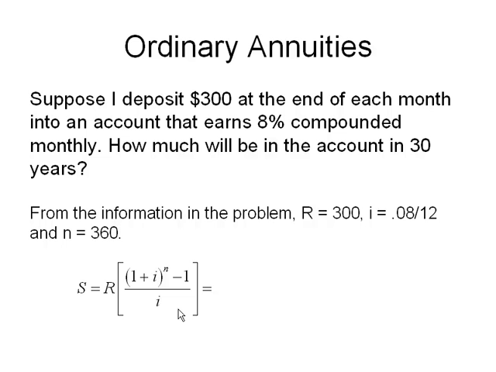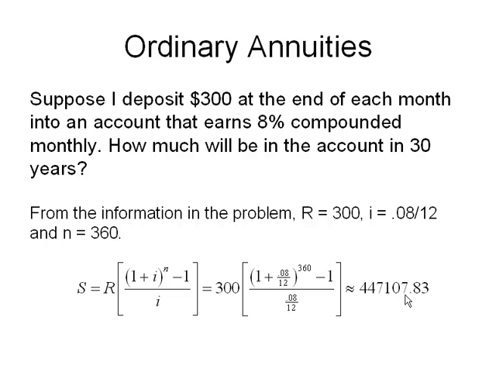So I'll go ahead and substitute those values into my future value formula. And when I do that, I get 300 times the fraction where the numerator is 1 plus 0.08 divided by 12, that quantity raised to the 360 power, minus 1. And in the denominator, I have 0.08 divided by 12. If I carefully put this into my calculator, I'll find that what I'll have is $447,107.83. Not a bad chunk of change to have when you've just been putting away $300 each month.